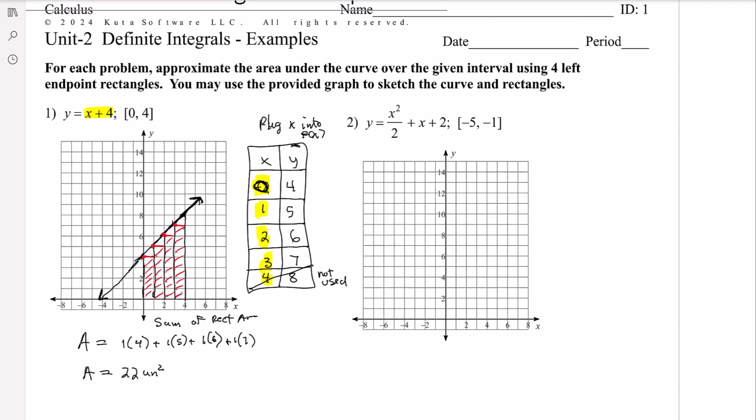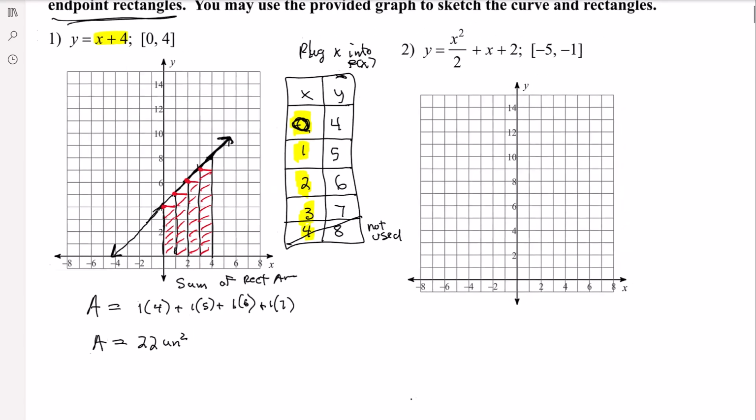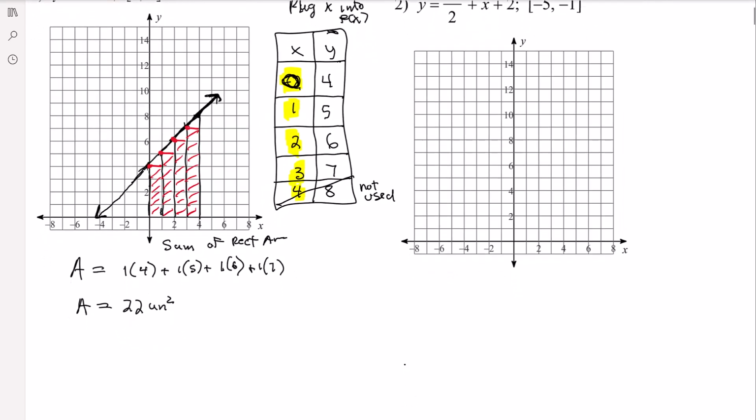Okay, for each problem, approximate the area under the curve over the given interval using 4 left endpoint rectangles. So this process is called Riemann sum, and I think it's spelled like this. So before there was calculus, this is how we did things.